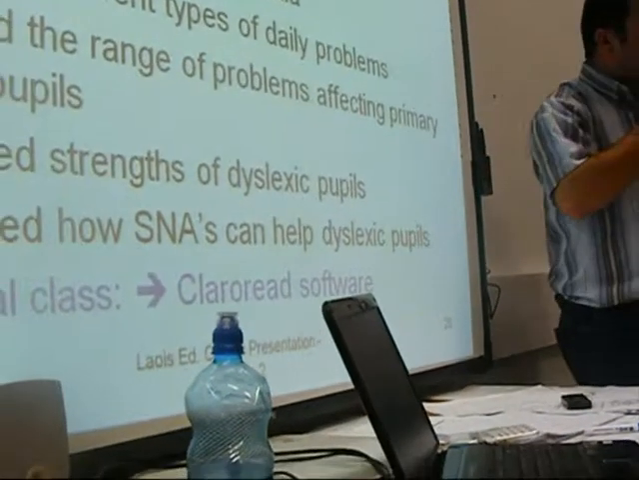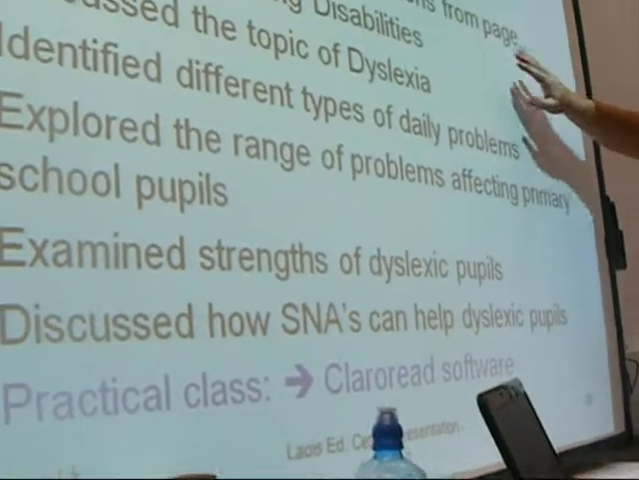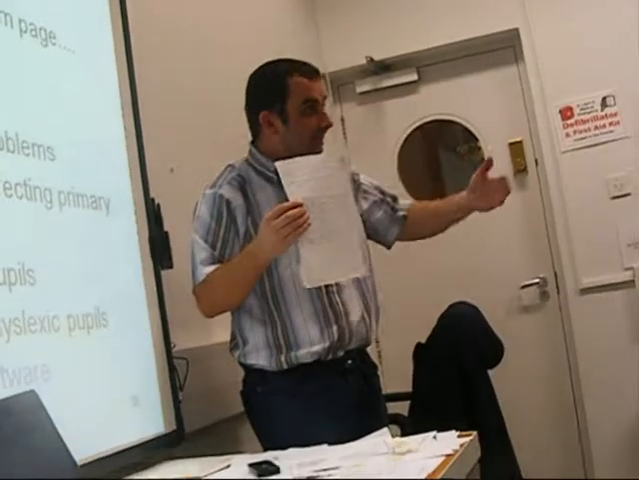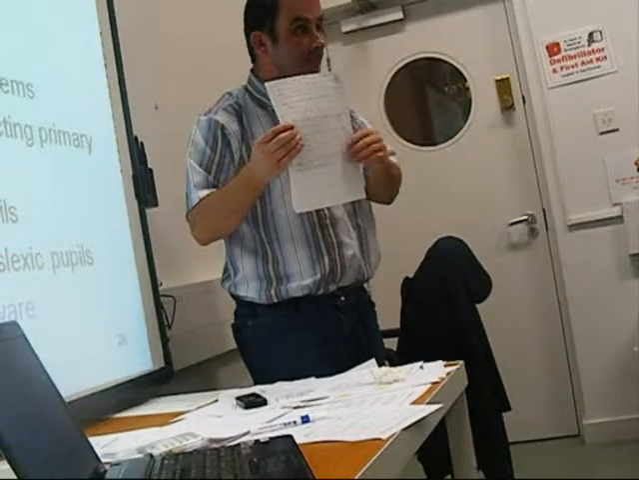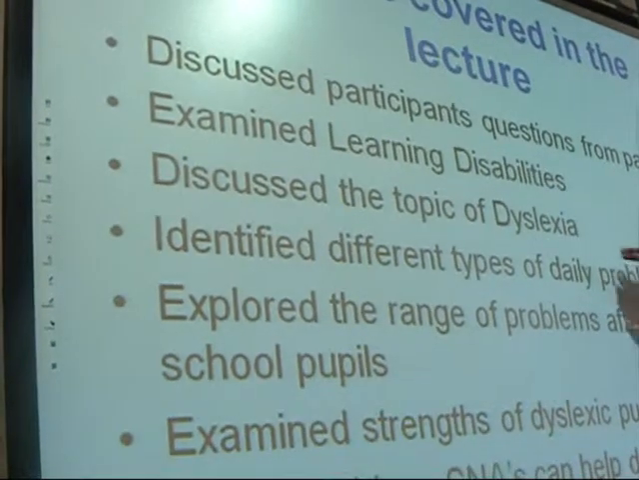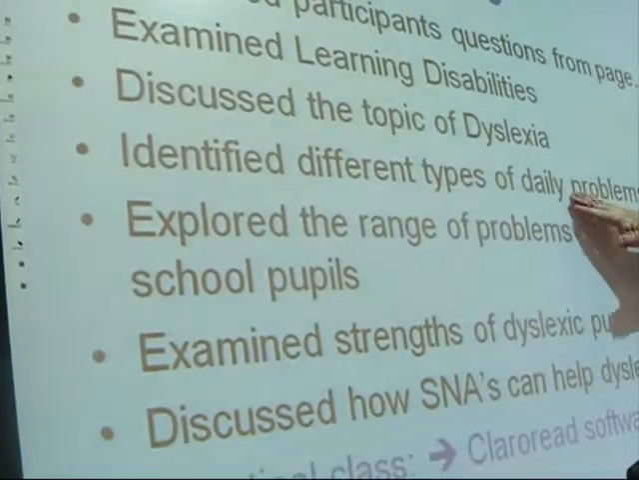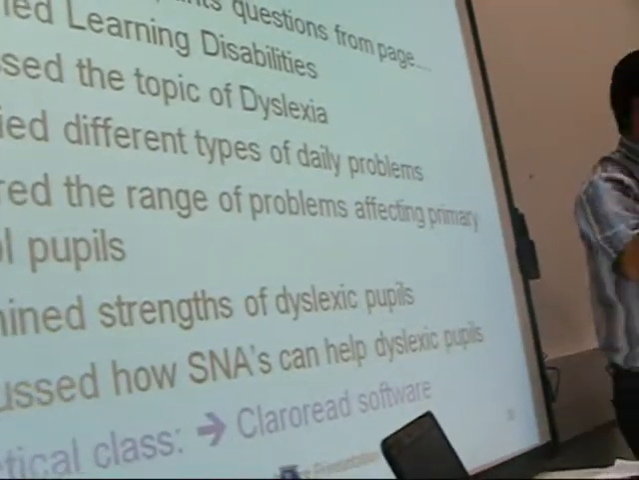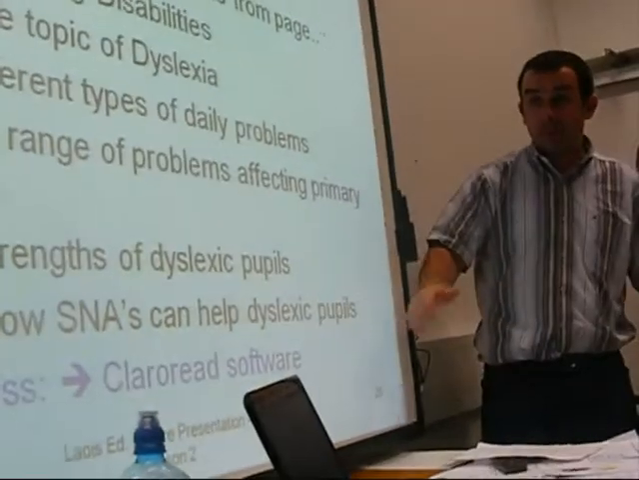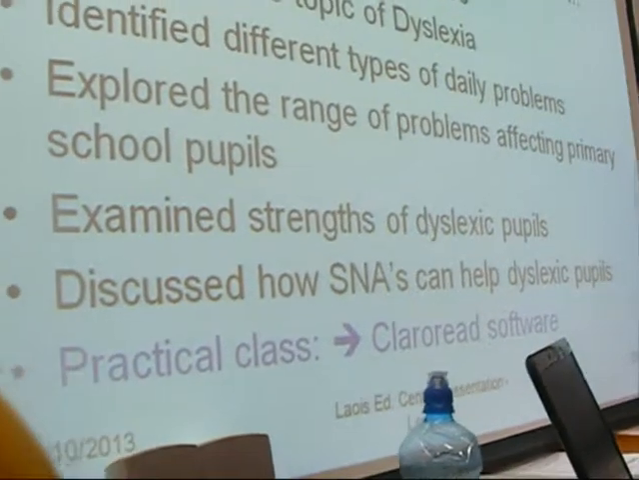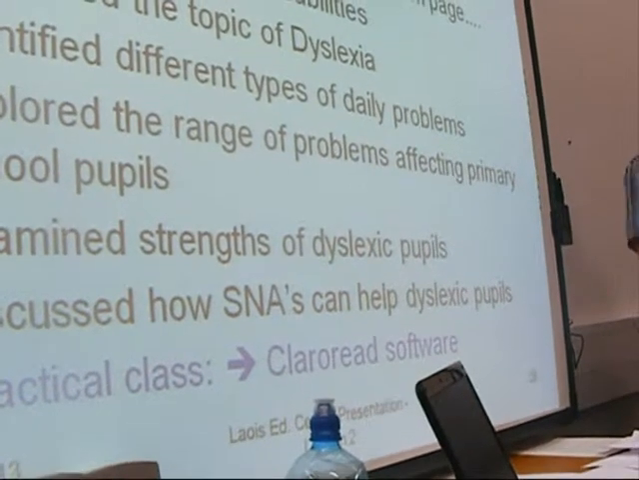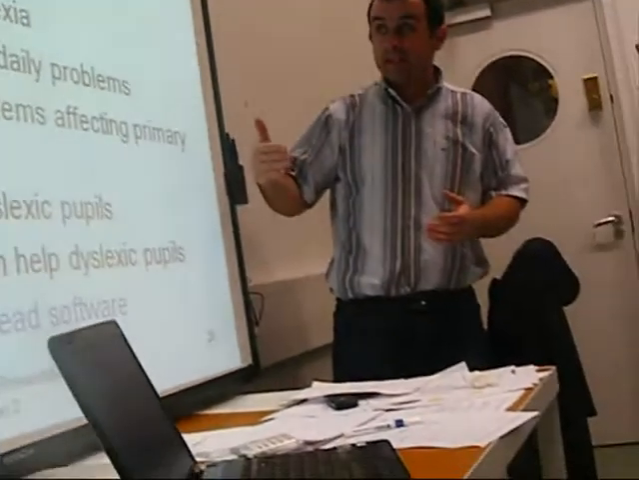So, just a recap on the themes that I discussed in tonight's lecture. I looked at the participants' questions, which were on this particular page, okay? And next week, I'll address another two questions for you. I looked briefly at the whole concept of learning disabilities. This was closely followed by the topic of dyslexia and examining the different types of daily problems which they experience. I also looked at the range of problems affecting primary school dyslexic pupils, as well as examining their strengths, and finally discussing how a new DSNA can help a dyslexic child in your classroom. So that's the actual end of the lecture.